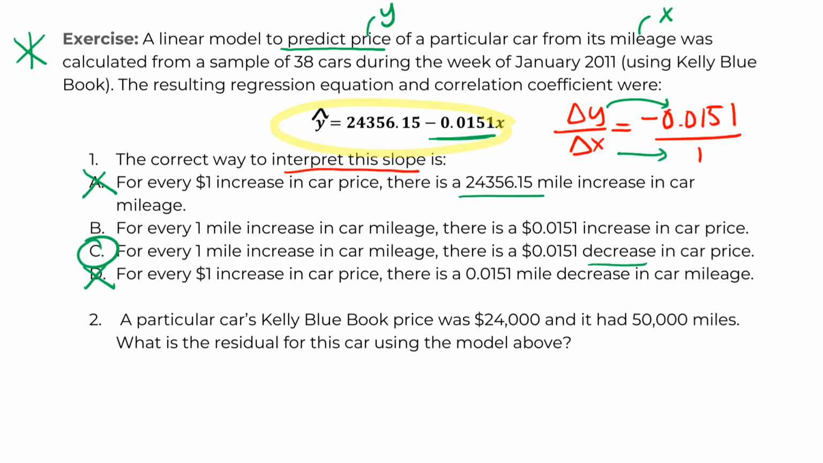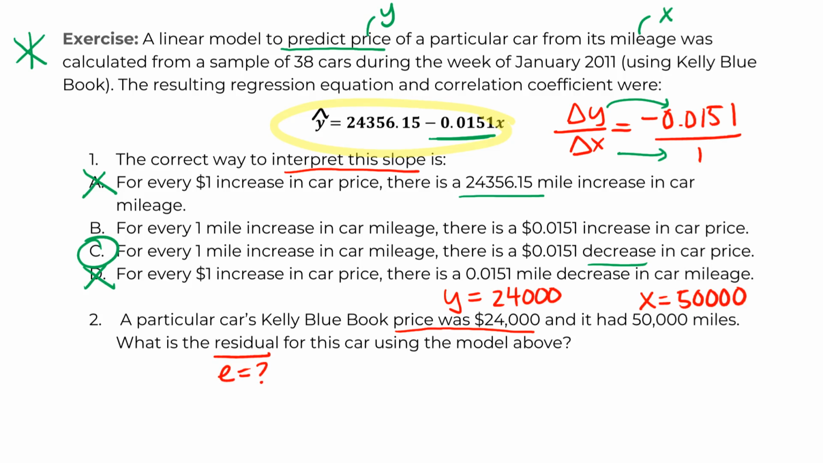All right, the second piece. We are now told a particular car's price was $24,000. It had 50,000 miles. What is the residual? So if you want to get these questions right on the test, take time to break down what you were given. We have a price, which we know is our Y. We have a mileage, which we know is our X. And then we are being asked for the residual.